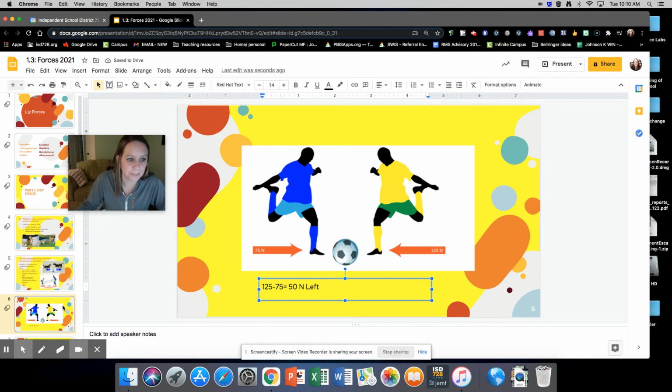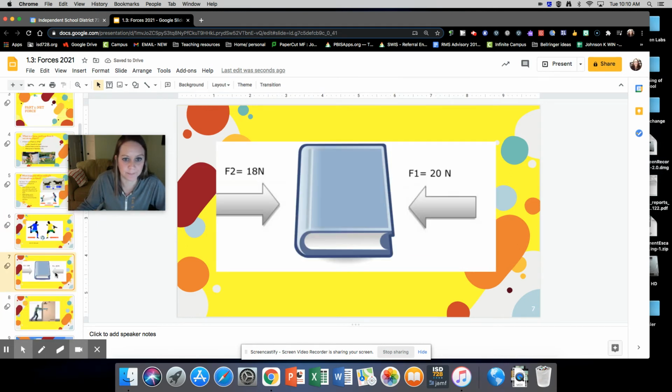Okay, let's try another one. Here's a book, and people must be pushing on it with different forces. So this one is pushing this direction with a force of 20 newtons. This one is pushing this direction with a force of 18 newtons. Which direction will the book move, and with what force?